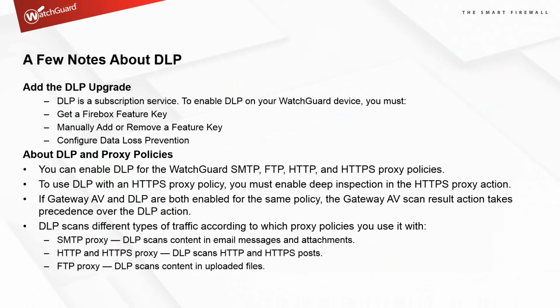Now, data loss prevention is going to work on proxy policies, including SMTP, FTP, HTTP, and HTTPS proxies. To use the HTTPS proxy, you must enable deep packet inspection. If Gateway Antivirus and DLP are both enabled on the same policy, the Gateway Antivirus scan action takes precedence over the DLP action. DLP scans different types of traffic according to which proxy you use with it.